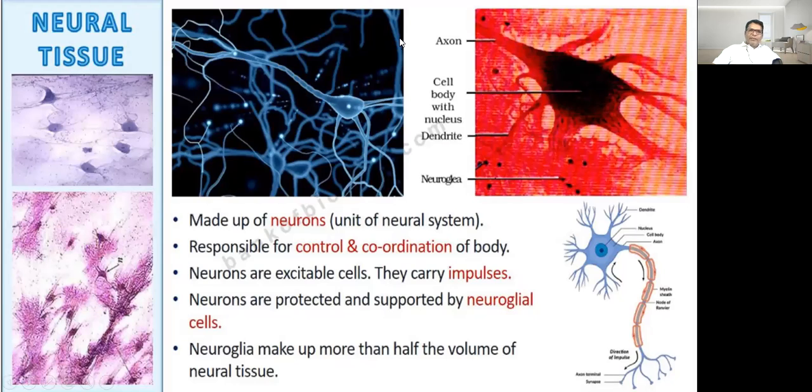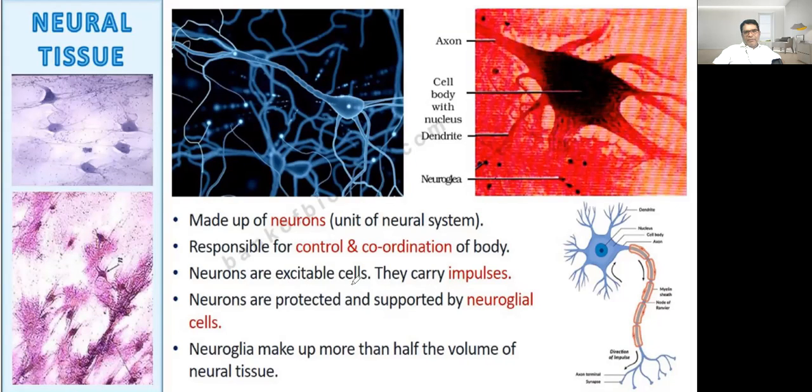Next is neural tissue. We have done epithelial tissue, connective tissue, and muscle tissues. Now the last tissue is neural tissue. They are made up of neurons, the unit of the neural system. So what is the unit of the neural system? It is neurons. Neurons are responsible for control and coordination of the body.